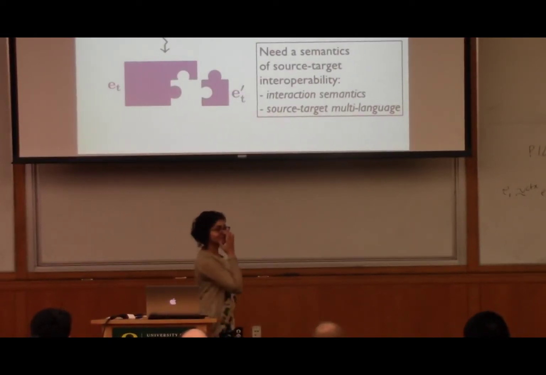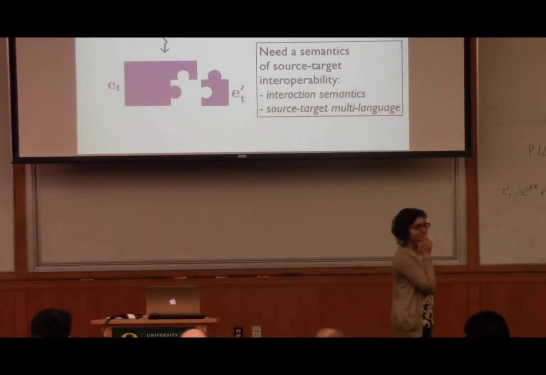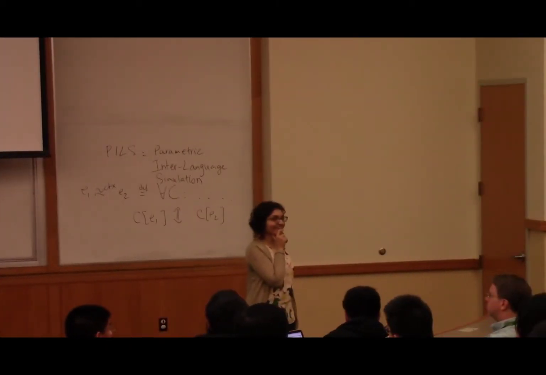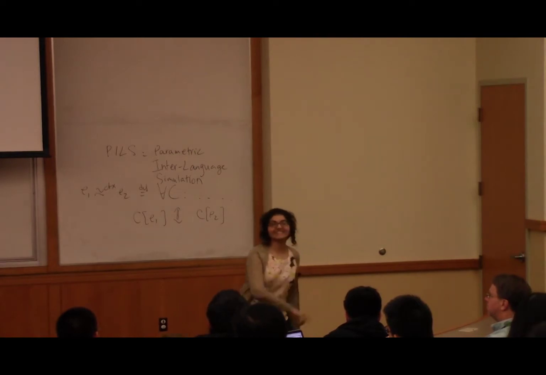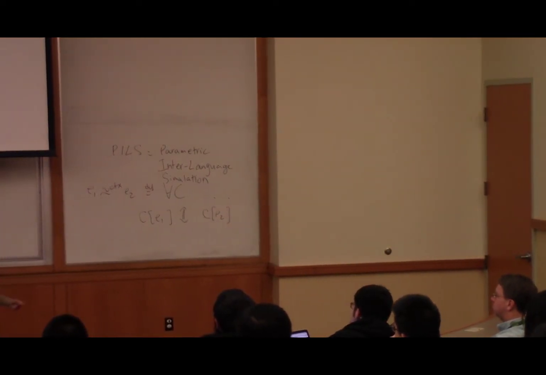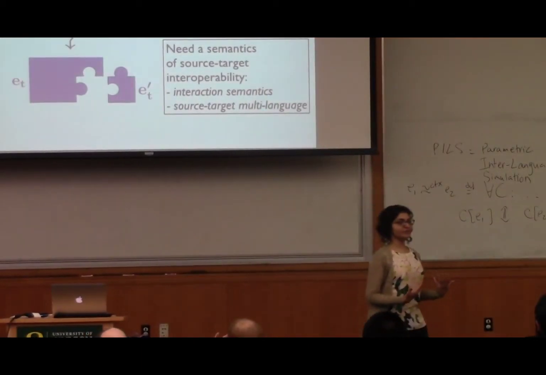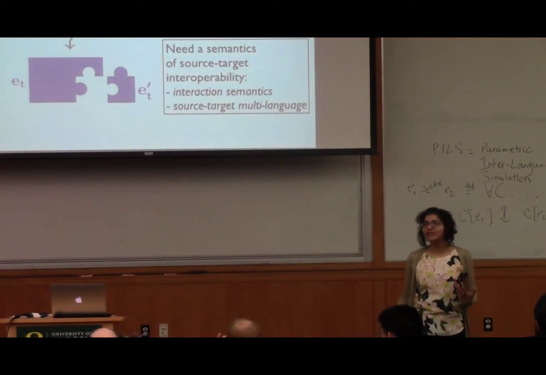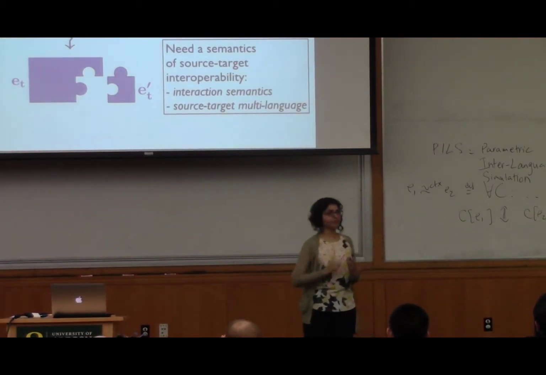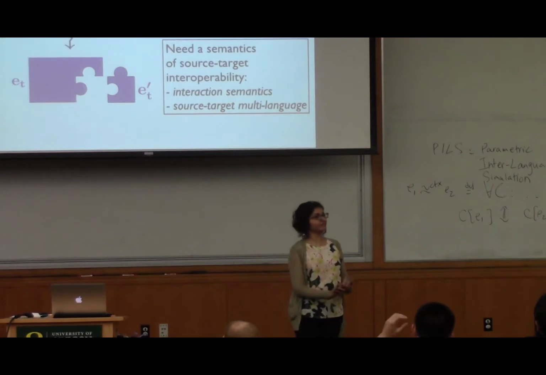Yes? How can you make sure that E_T prime doesn't do anything in E_S, so it doesn't have access? Right. So how do you set up these semantics? That's exactly the challenge, right? When we say source-target interoperability, target languages are so evil, right? In assembly code, you can jump anywhere. You can go right into any part of memory. How do we control that kind of access?